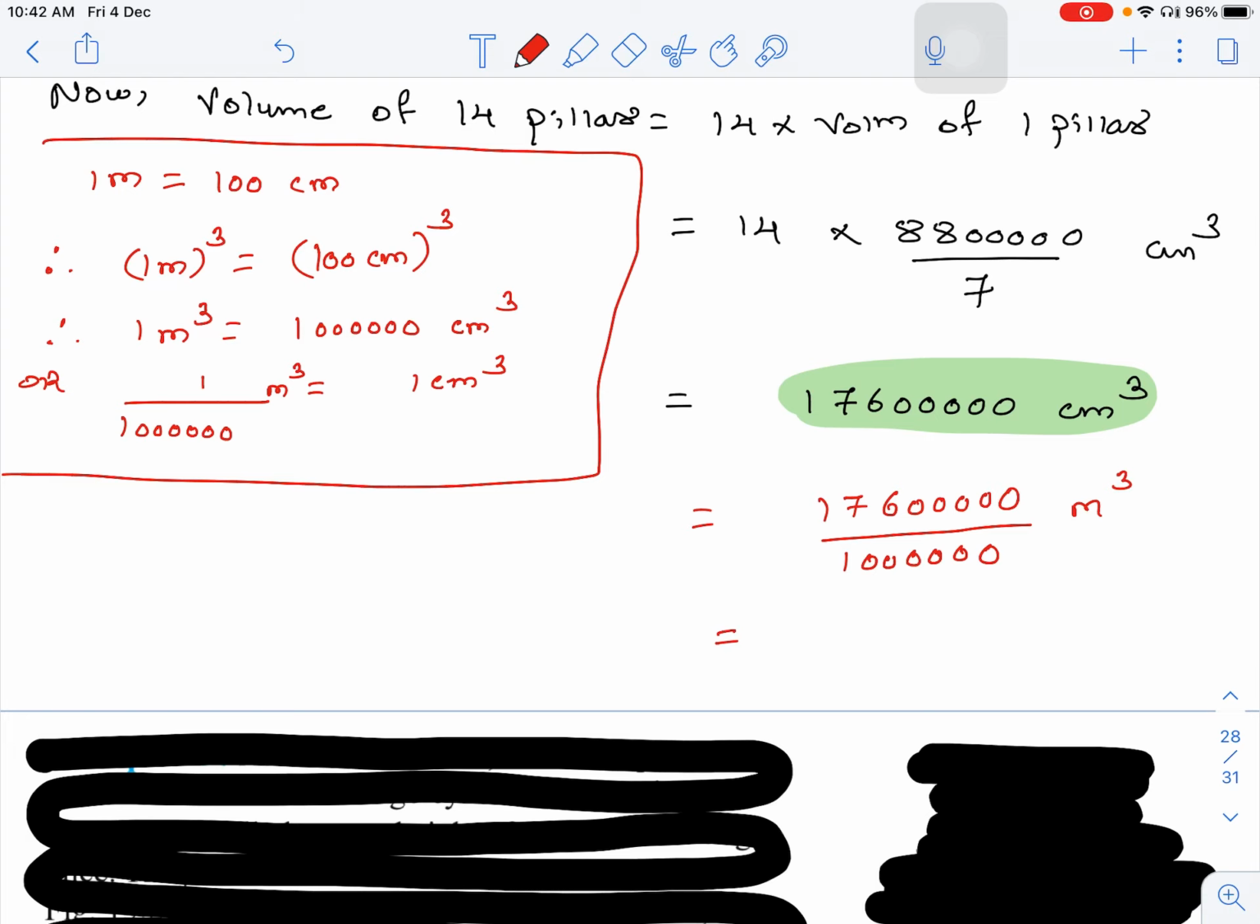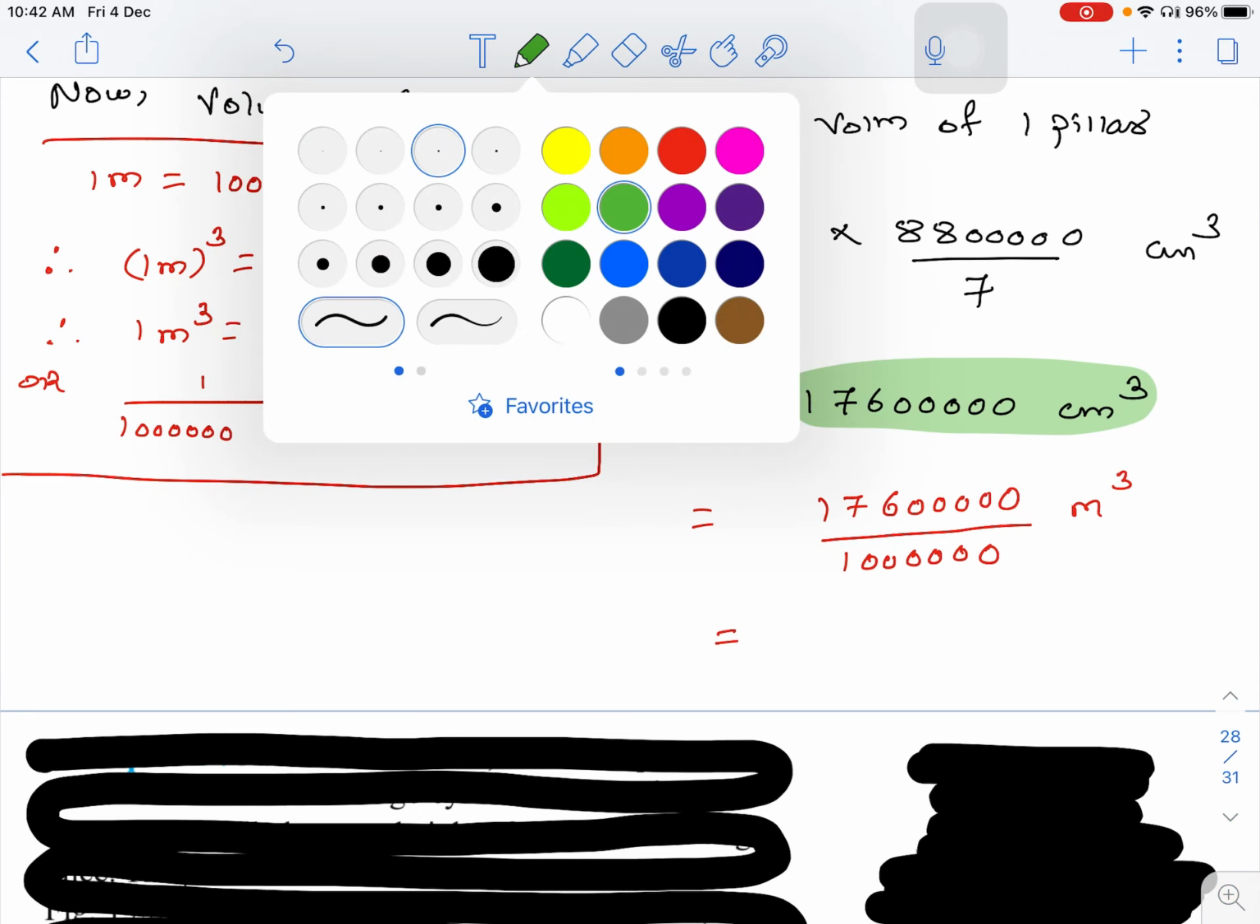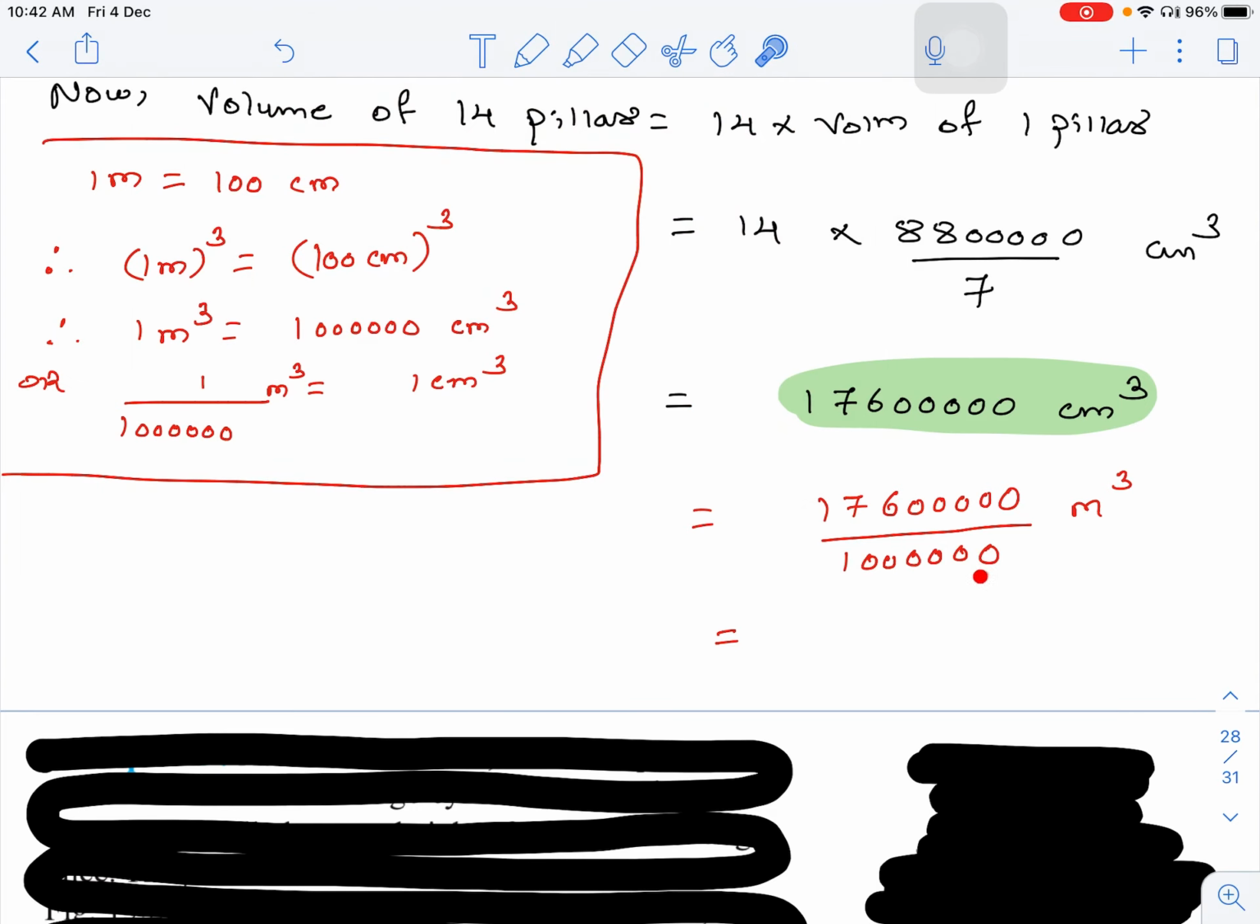So that equals to, now see here how many zeros are there? There are 1 2 3 4 5 6 zeros. It means that the decimal present over here should come 6 digits to the left. So 1 2 3 4 5 6. So our answer will be 1.76 meter cube. Okay, both these answers are correct. Instead of using such a big number, you can write this meter cube using this conversion. Hope you must have understood up till here.